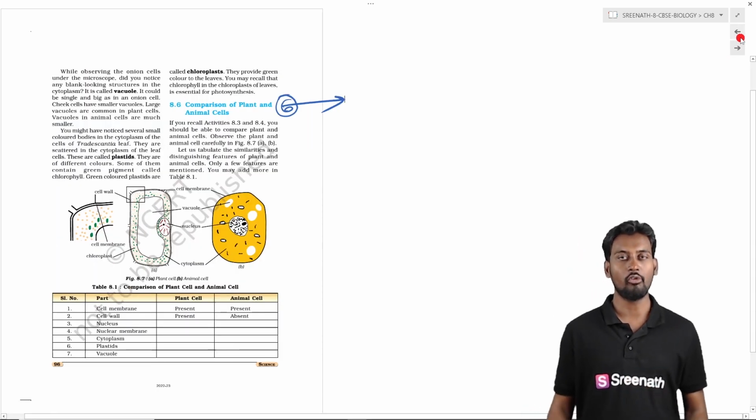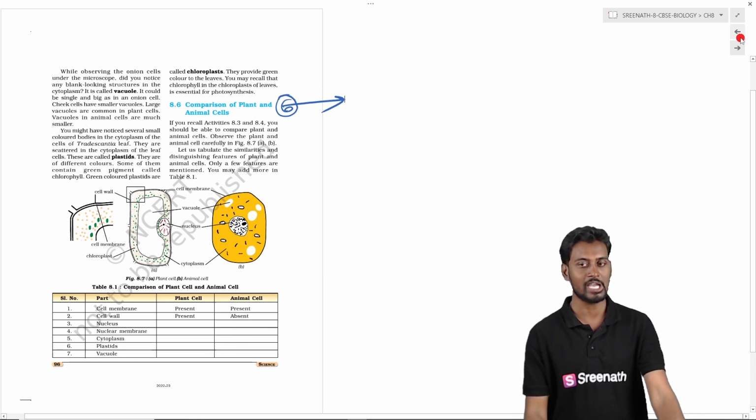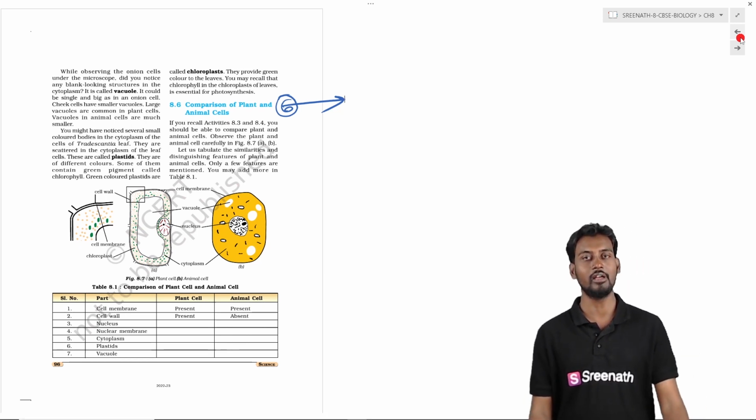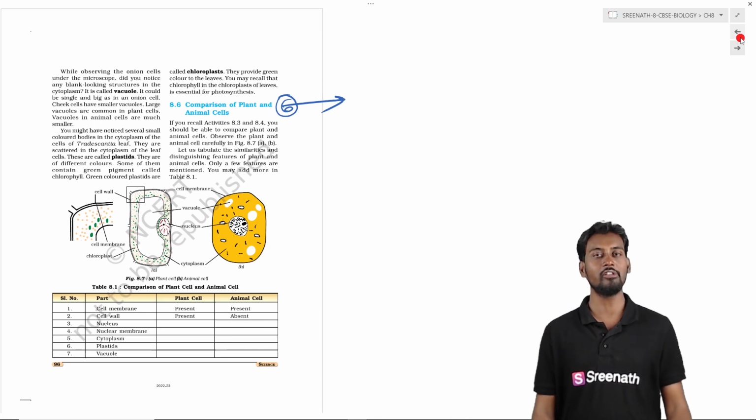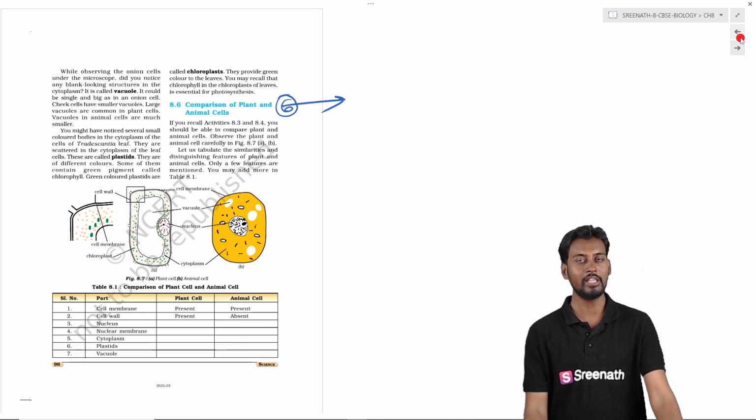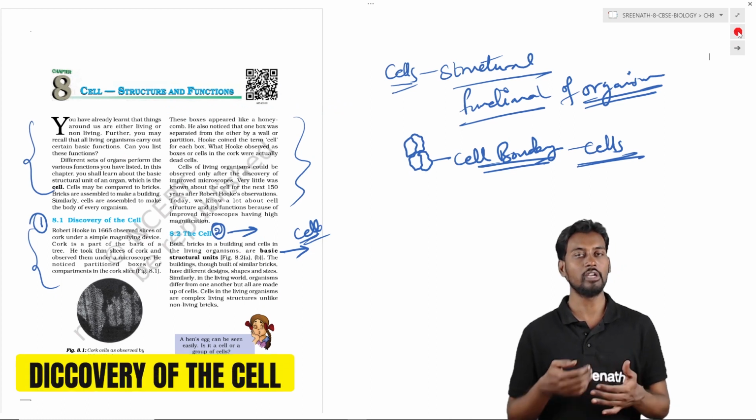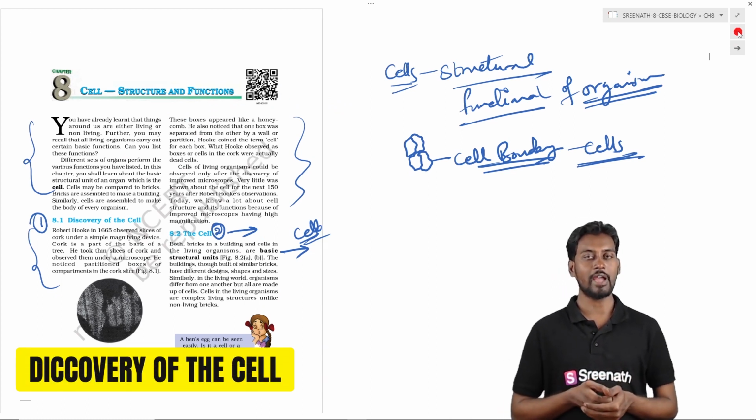So till now what we discussed is the overview of the chapter, which is the 8th chapter of the 8th class CBSE, basically the cell, the structural and functional unit of a living organism. Now we are discussing each and every factor of the cell.